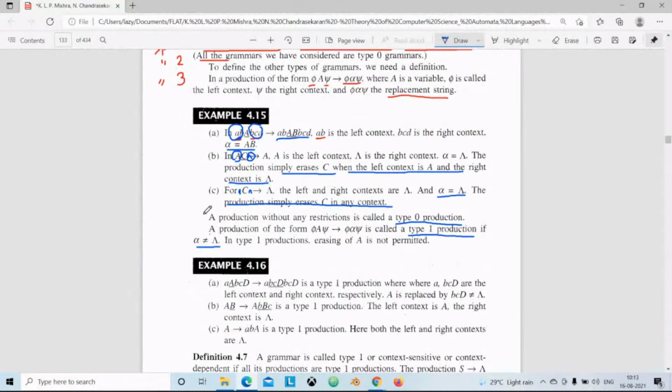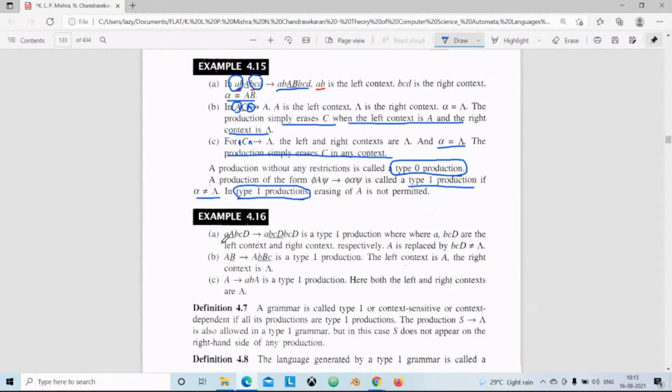Okay, so here, considering the general form of the production, we are applying a constraint and saying that alpha cannot be equal to empty. This means that the variable cannot be erased in the type 1 production. Firstly we talked about type 0 production, and then we apply a restriction and talk about type 1 production. So in type 1 production, alpha cannot be equal to empty.